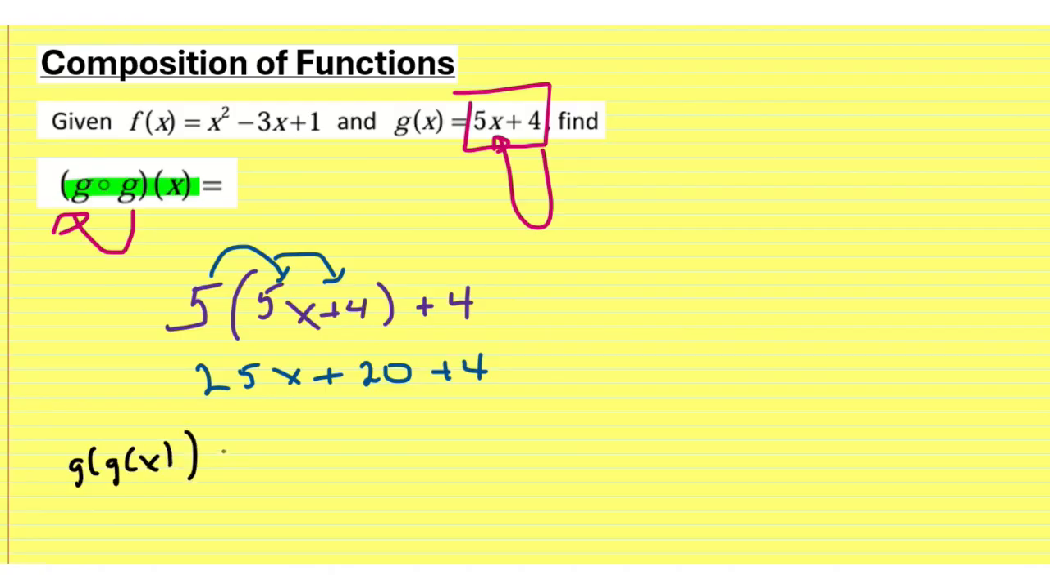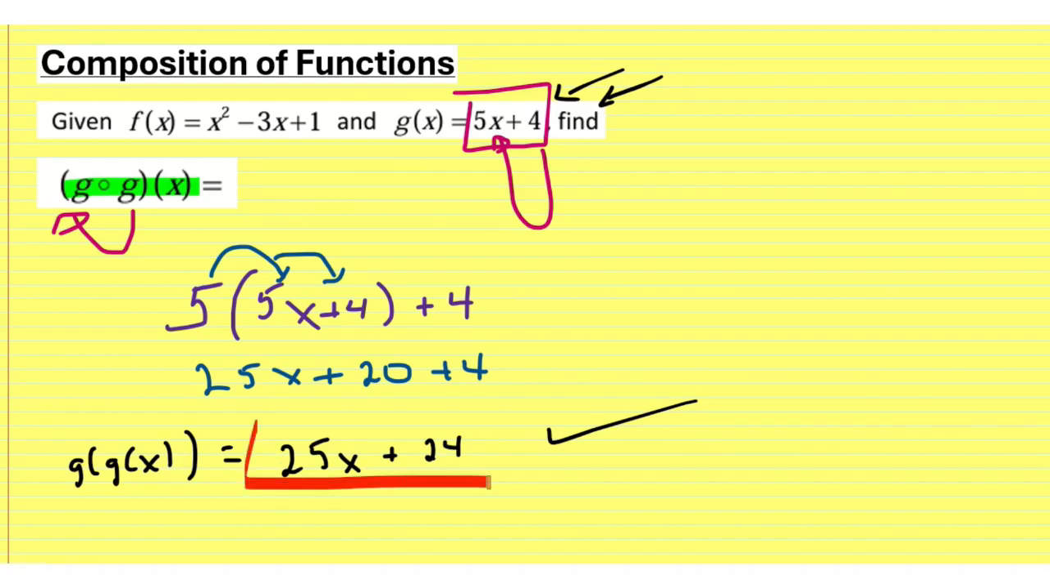So my final function, g of g of x, is equal to 25x plus 24. Okay, so if I have a linear function and I do a linear function of a linear function, it is still going to give me a linear function. It's still a line down here. Interesting, isn't it?